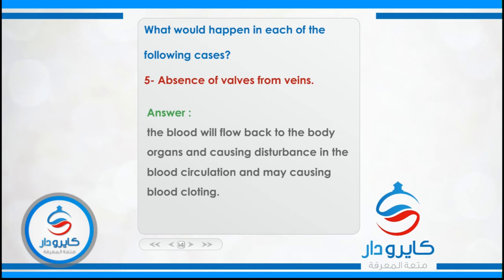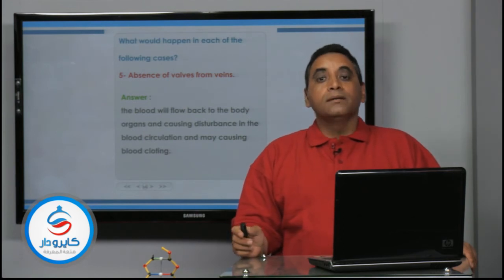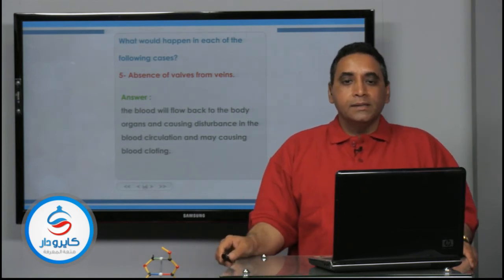its flow back. So the absence of valves causes disturbance in the blood circulation and may cause blood clotting, because with the presence of valves the blood moves in one direction with the same velocity. That means the blood cells and blood platelets are not broken. But with the absence of valves, the blood can flow back to the body organs, causing disturbance in the blood circulation. The next question.